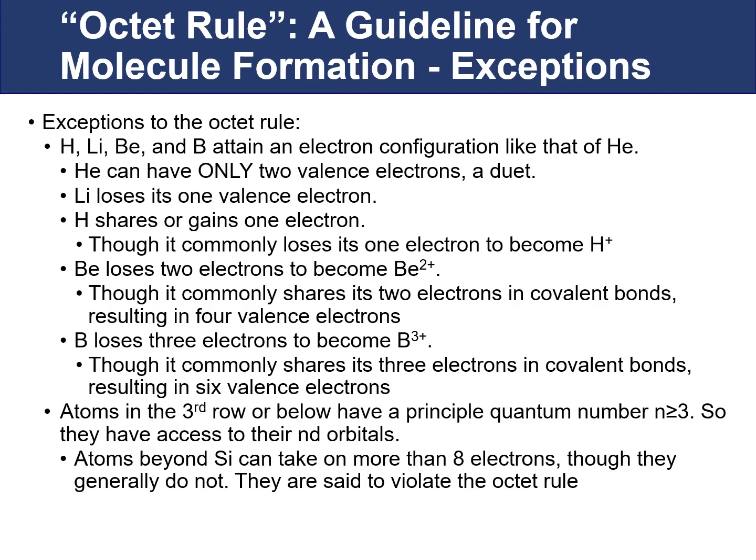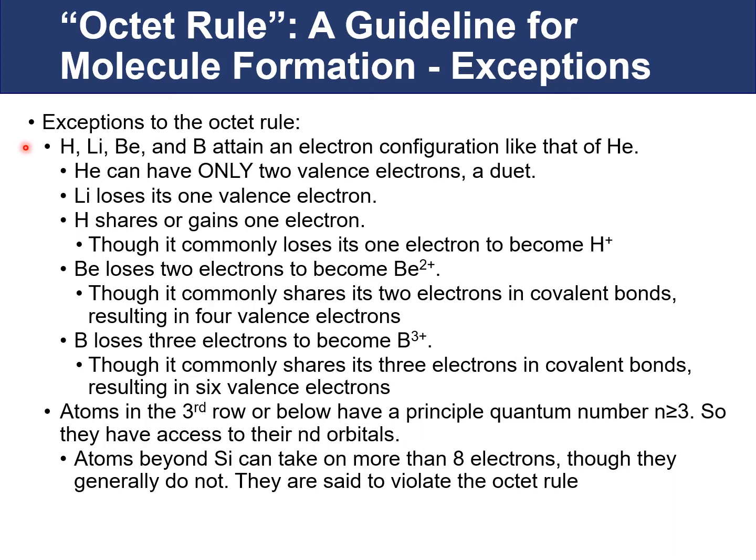The octet rule is extremely useful when trying to figure out how things are going to bond together. However, we must be aware that there are some exceptions. Thankfully, those exceptions themselves follow rules that we can use to predict when things might violate the octet rule. So some of the exceptions for the octet rule are things like hydrogen, lithium, beryllium, and boron.